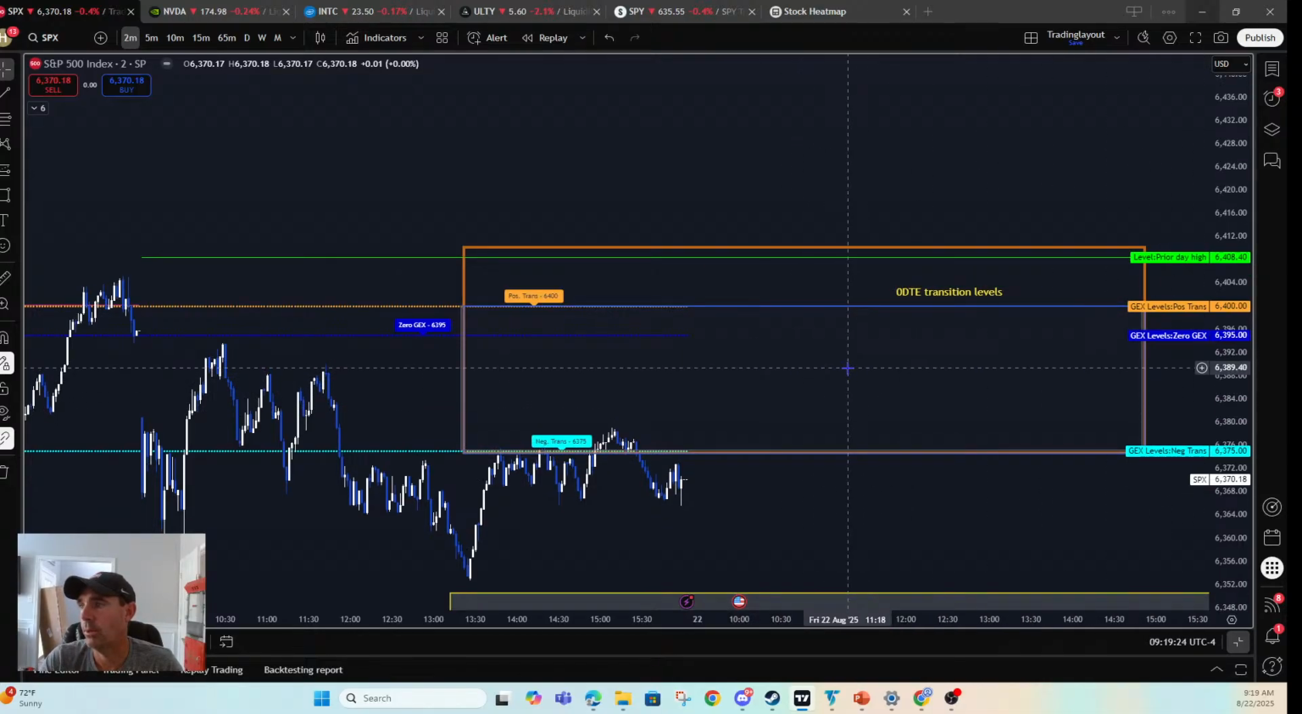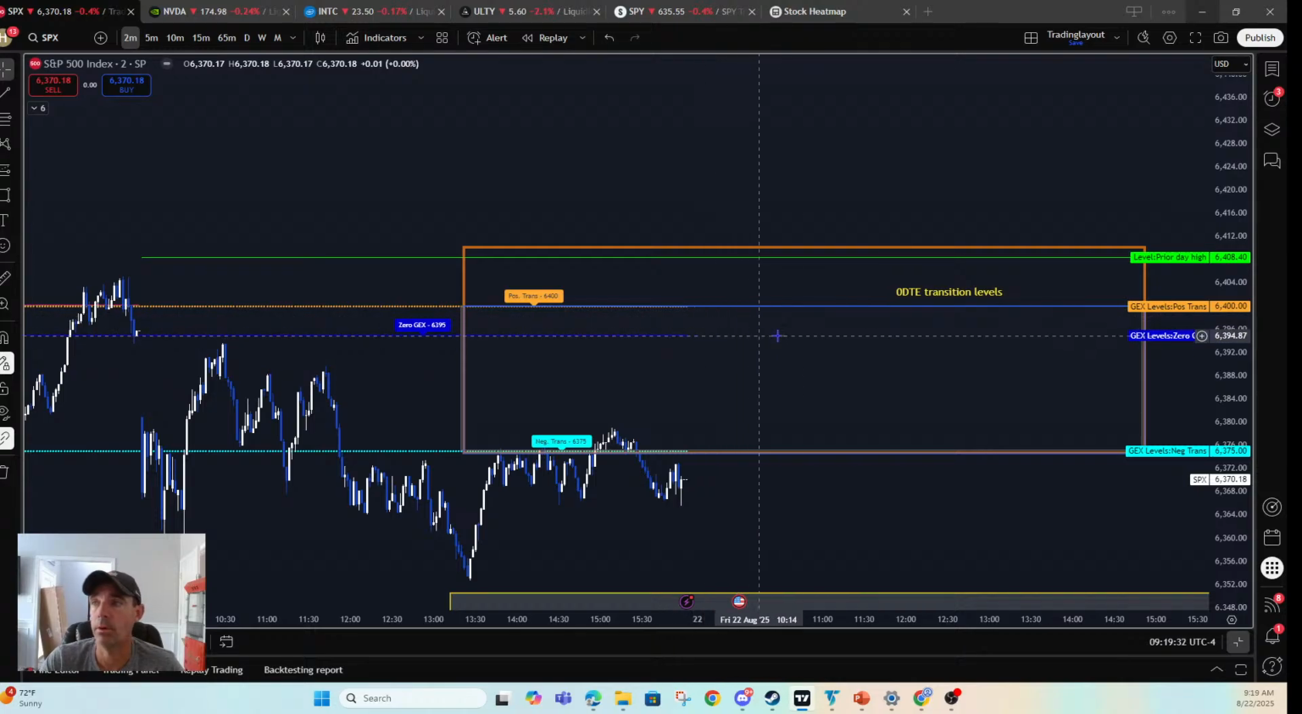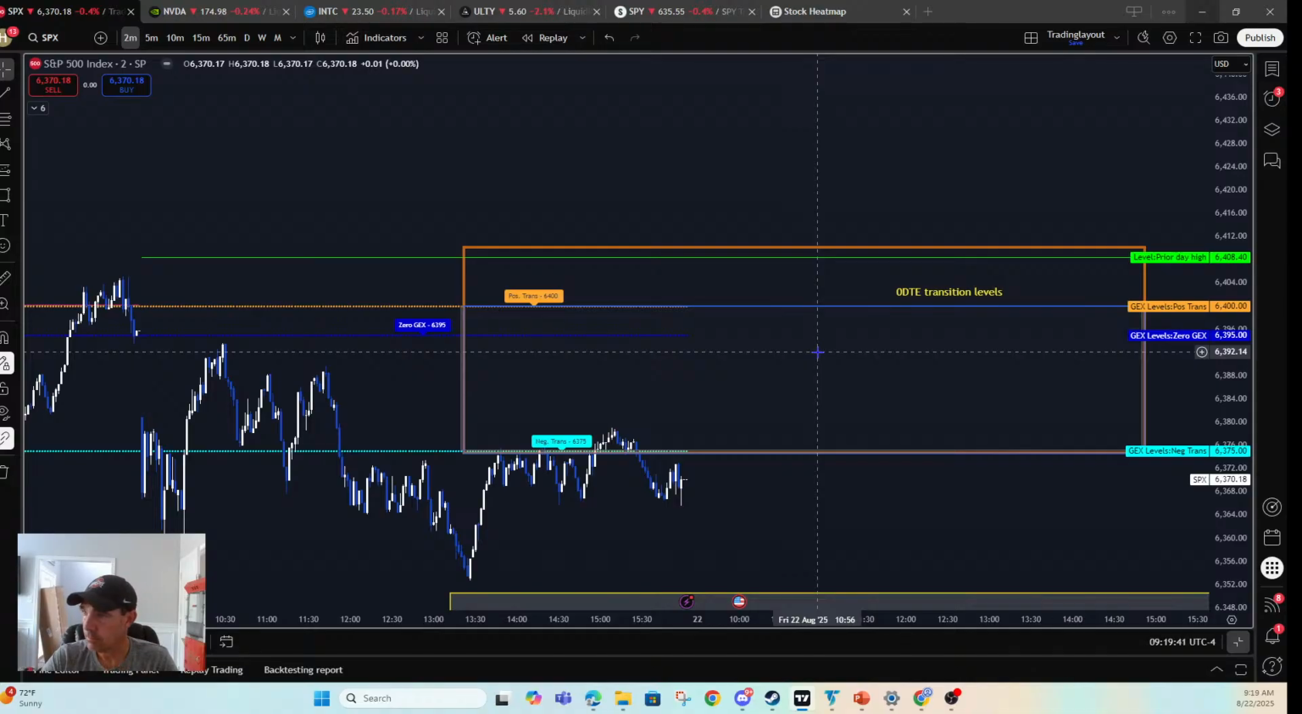So we're going to be opening smack in the middle of transitions as well as the 0DTE, or sorry, drunken sailor range. You see 6,400, 63.95, all expiry is going to be important. And then you see the 0DTE transition levels. So for us, when we have that confluence of 0DTE transition levels as well as all expiry, that becomes an extremely important level to the upside.